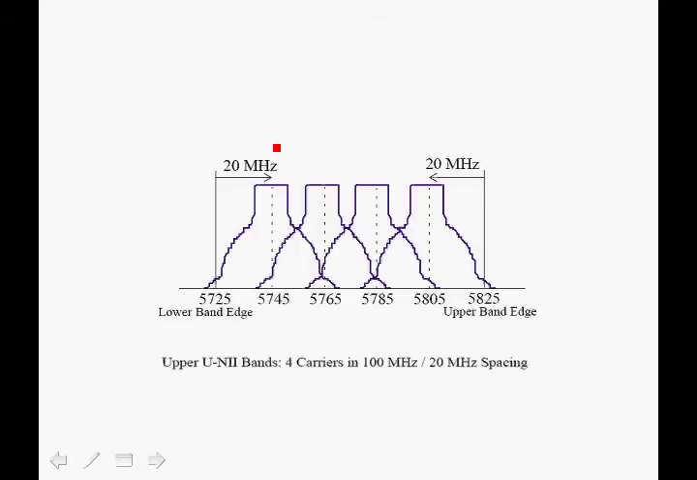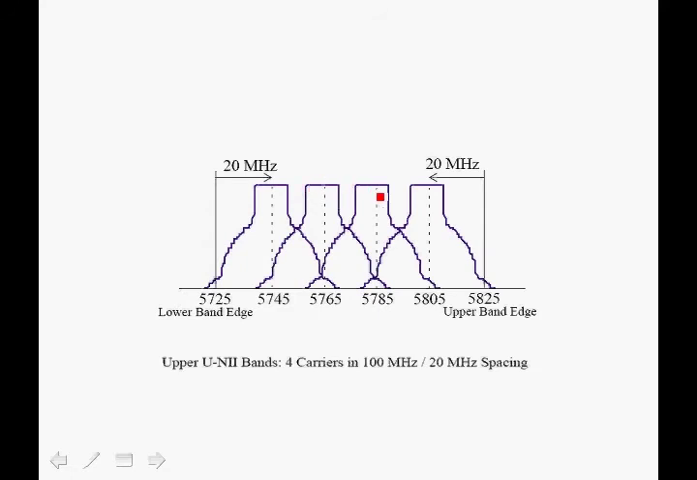So far we have described a baseband digital communication link. Next we consider communication over bandpass channels. Here's an example. We are showing 4 channels in the upper U-NII band for 802.11a. Each channel has a bandwidth of 20 megahertz, and because of the guard interval, the actual useful bandwidth in which information is transmitted is 16.5 megahertz.